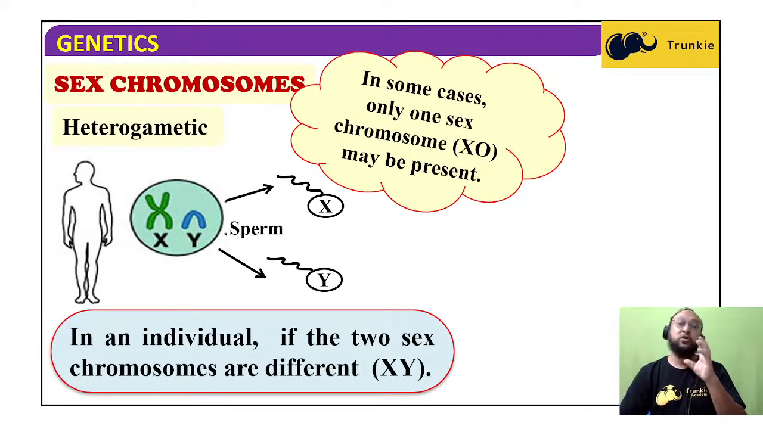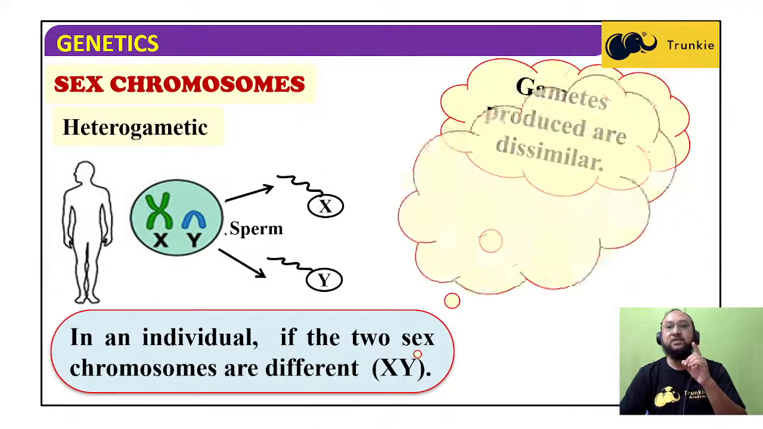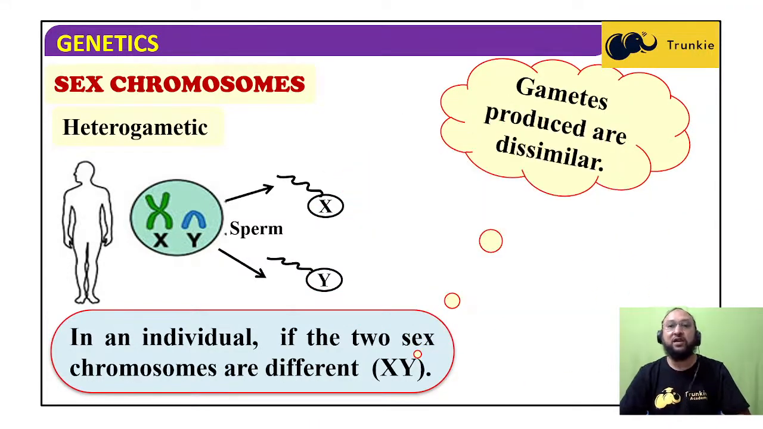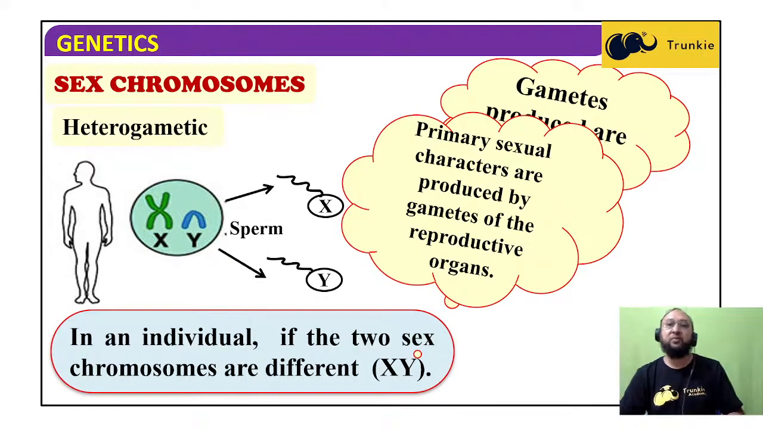In some males also, due to some abnormality, remember this, there may not be a Y chromosome present in the sperm cell. So then it will be X0. But in some other organisms also, there is only one sex chromosome. So the gametes produced are dissimilar, and the primary sexual characters are produced by the reproductive organs, that means testis and ovary.